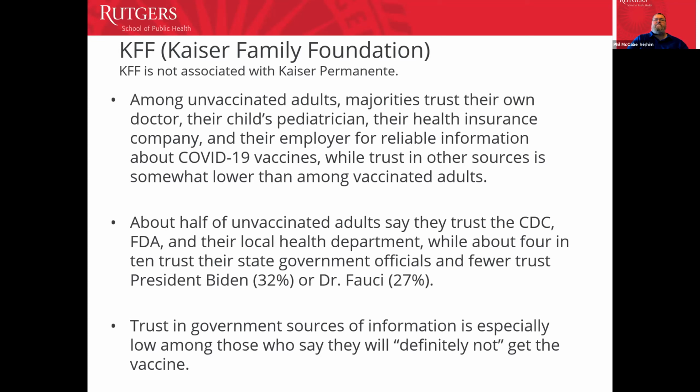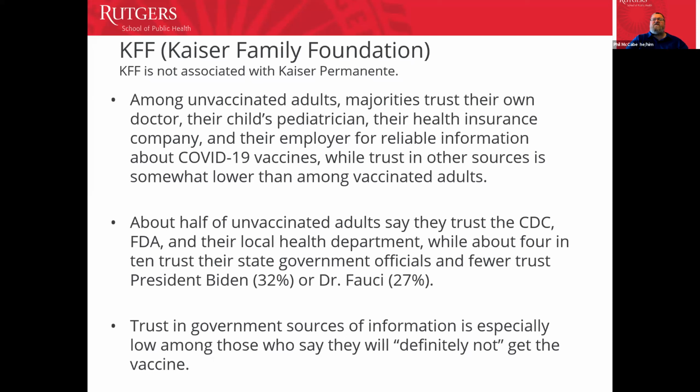Now, here we see about half of unvaccinated adults say they trust the CDC and the FDA and their local health department, but 4 in 10 trust the state government. So here we see another discrepancy: when it comes from a local source, particularly our local health departments, the community may be more receptive than when it comes from the state level or federal government. And then even fewer, for those that are unvaccinated, trust either President Biden or Dr. Fauci.